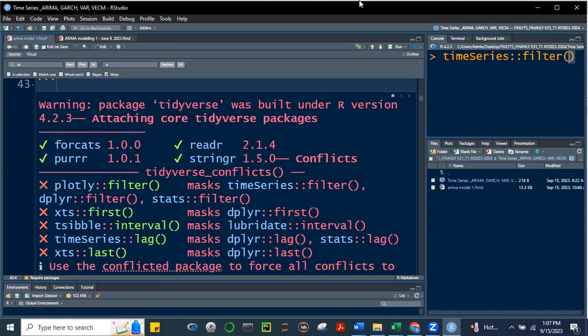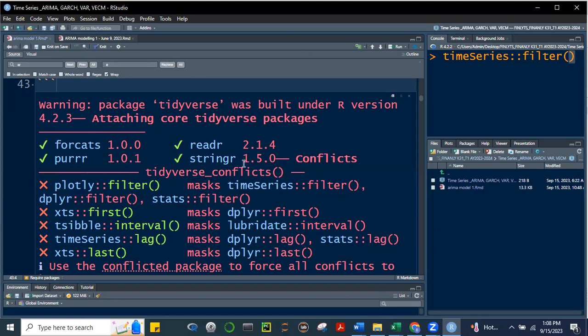Kaya sabi dito, it masks. No? It masks. Also, yung plotly filter also masks the filter not only from tseries but also from dplyr. Si dplyr din merong filter function and also si stats function.